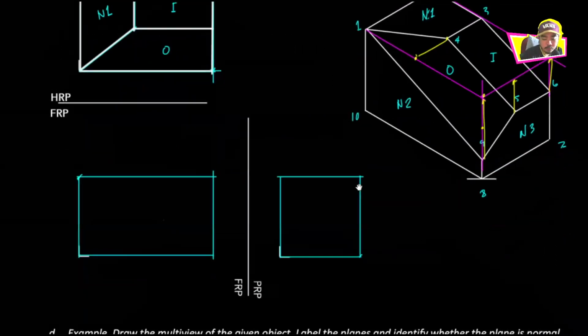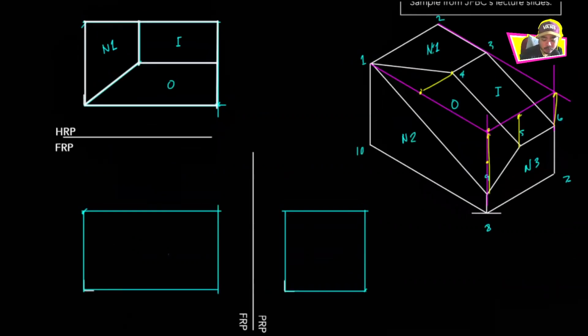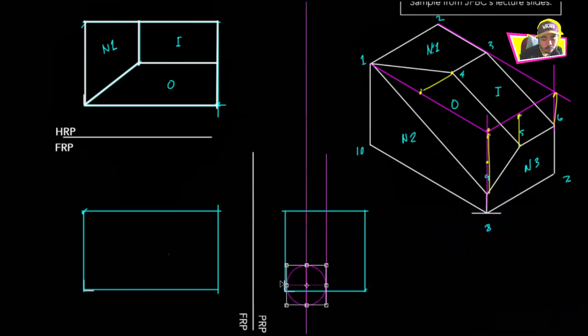So, let's do HRP naman. Sorry, FRP, I mean. So, for FRP, itong N2 muna yung una natin, no? Kasi yun yung nakadikit sa FRP. So, ang always inuuna ko class, no, is yung mga nakadikit sa mismong glass box kasi it's always easier to just locate them first, no? So, let's do this. Copy natin siya dito.